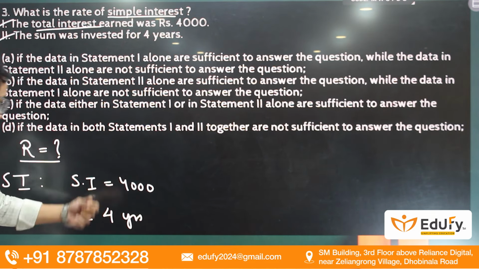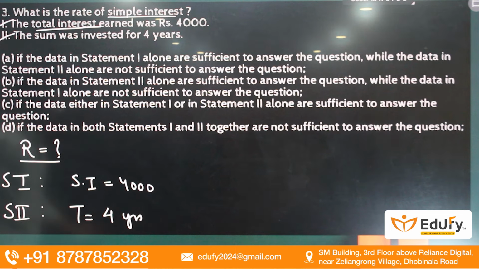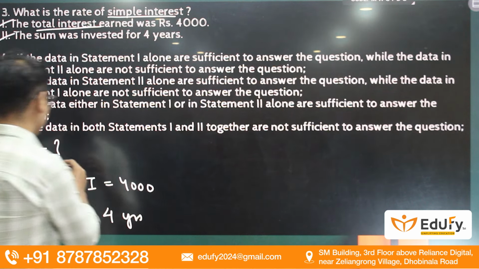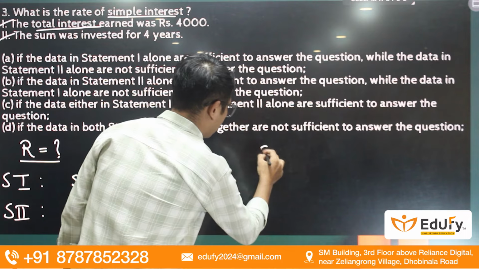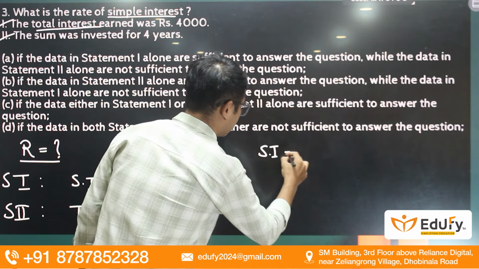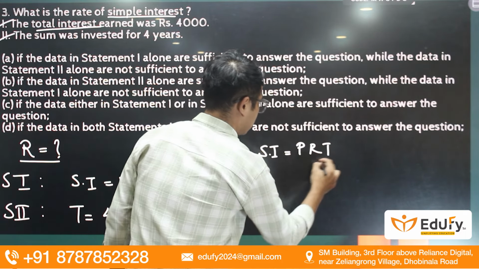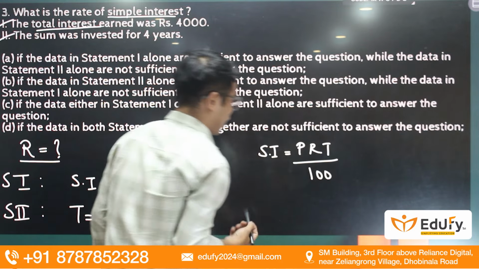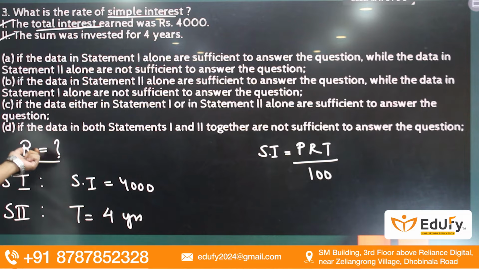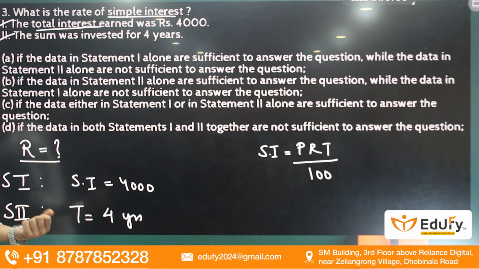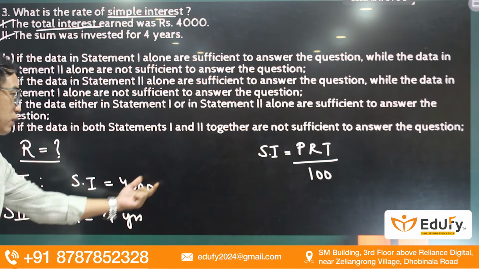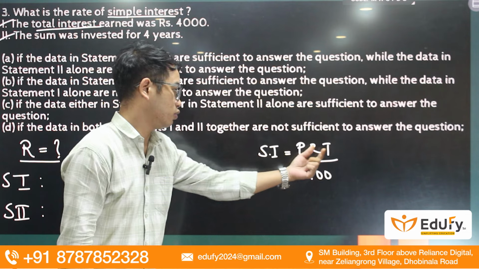Now, simple interest is given, the rate is missing, time is given. So we can just use the formula for simple interest, which is PRT by 100, and we are asked to find your R. From statement 1 alone, if I take only SI as 4000, I will not be able to solve it, because only the SI is given. You don't have the P, you don't have the R, you don't have the time.